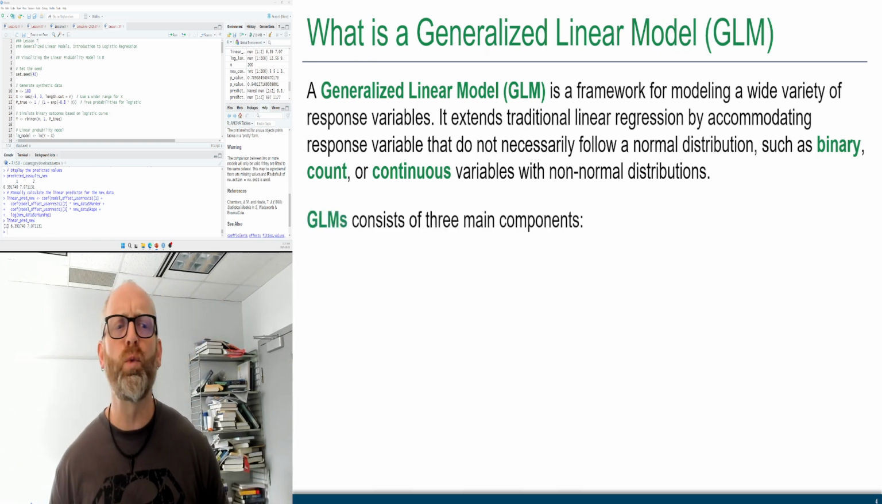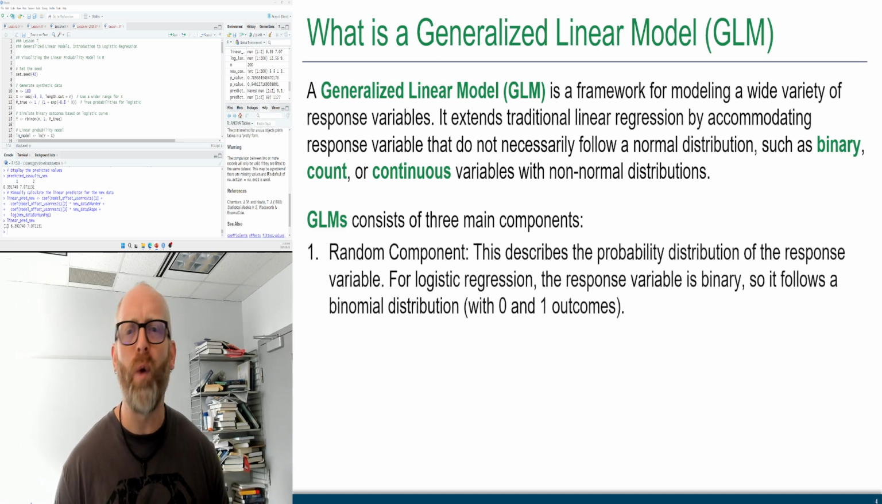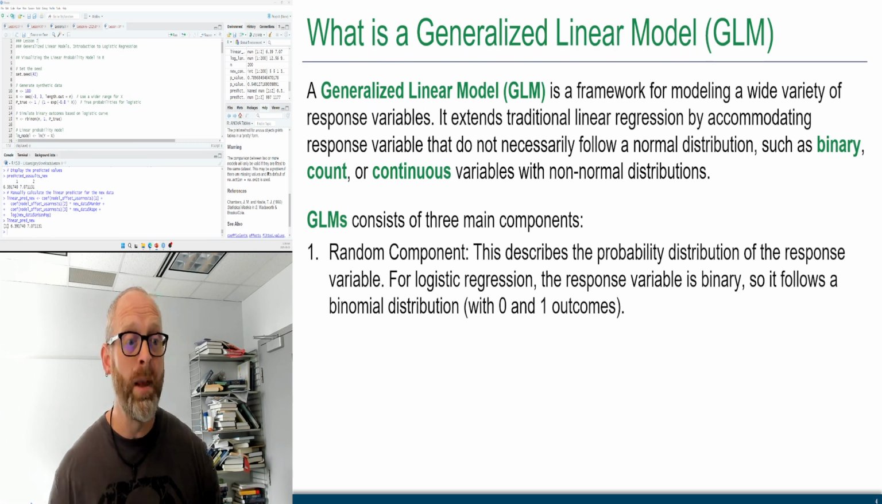As we said, it has three main components, the first being the random component, the response. This describes the probability distribution of the response variable. For logistic regression, this is binary, so yes or no. So this is going to follow a binomial distribution, or Bernoulli when the number of trials is 1.